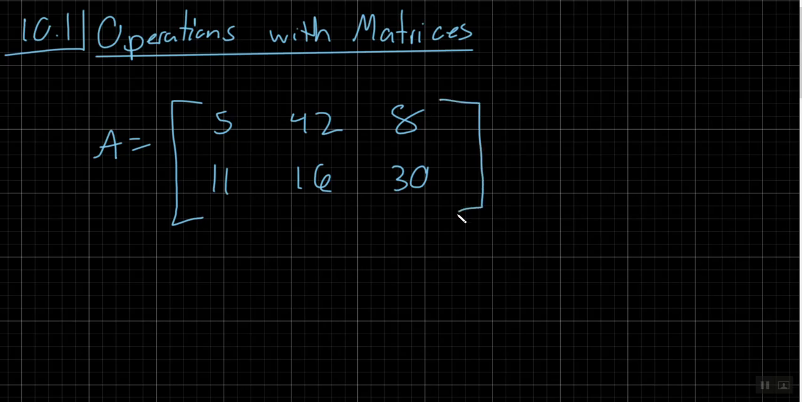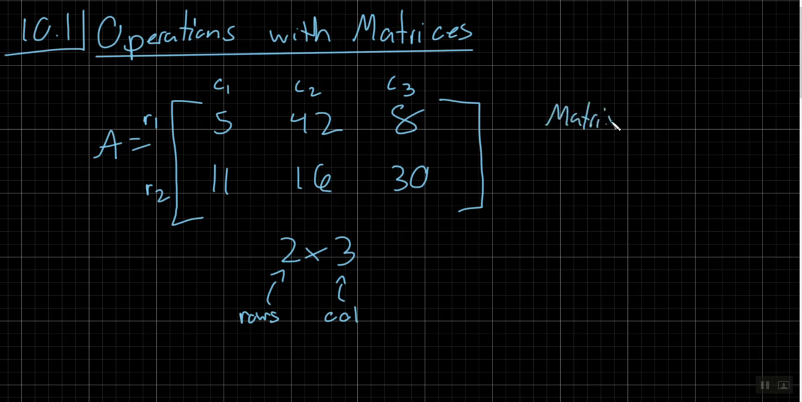Okay, how many rows do I have in this matrix right now? 2. Yep, I have 2 rows. How many columns? 3. So this is how I write the dimensions of a matrix. This is rows, and 3 is my columns. So this is row 1, row 2. This is column 1, column 2, and column 3. This is matrix A.